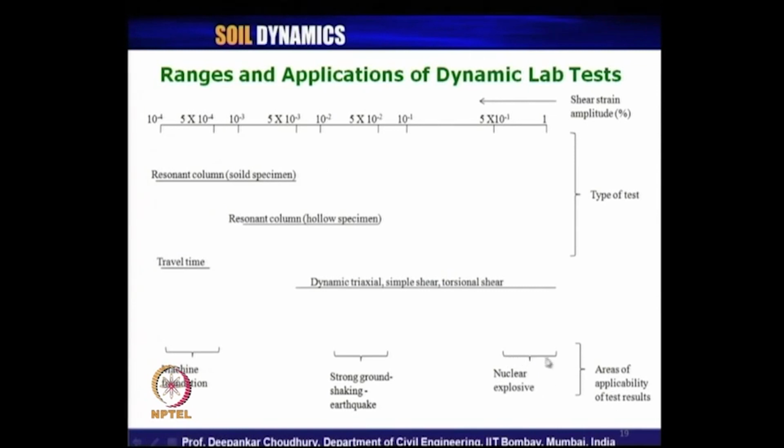See, the nuclear explosion or nuclear explosive, whatever shear strain they will induce in the system or in the soil material, is of very high magnitude. So, for problems related to nuclear explosion, or when you are dealing with design related to nuclear safety issues and loads are coming from nuclear explosion, in that case it must be in the high strain range.